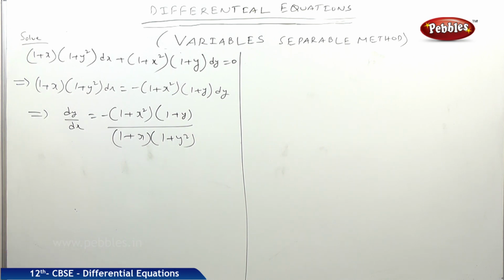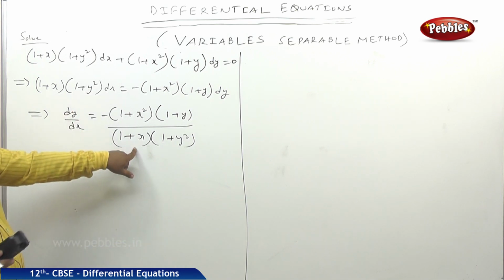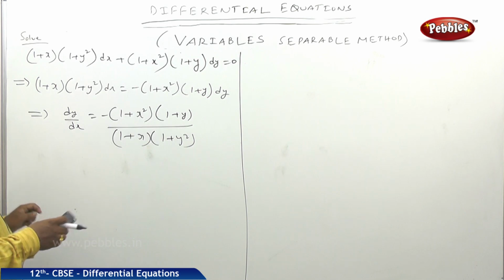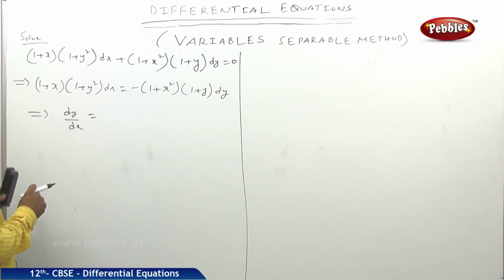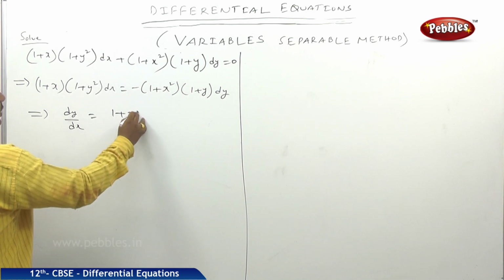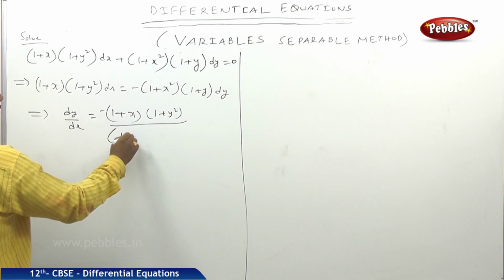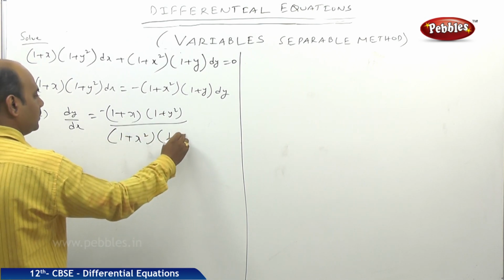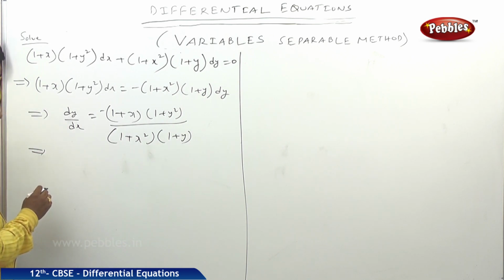No, if you observe carefully, dy into 1 plus x, sorry, here dx is there, no? So dy by dx means definitely here comes 1 plus x into 1 plus y square, and minus will be here, and here comes 1 plus x square into 1 plus y. Yeah, now it has been rectified. Later I will make all y variables to one side and all x variables to one side.